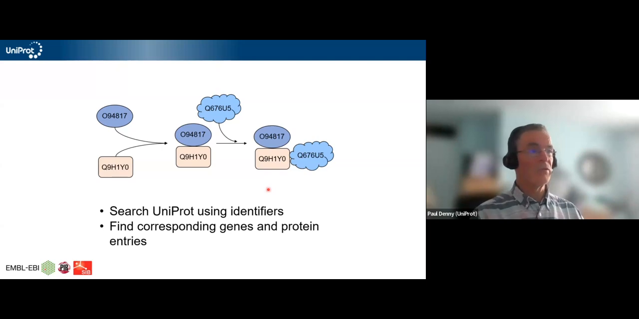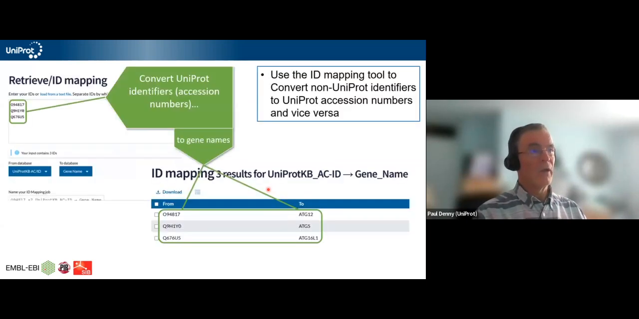Going back to our example, this is another example where instead of having gene names, I've got UniProt accession numbers or identifiers, and I could put those into the same search box and tell the website that I'm going to be using a UniProt accession, AC or ID, and then I want the gene names back.